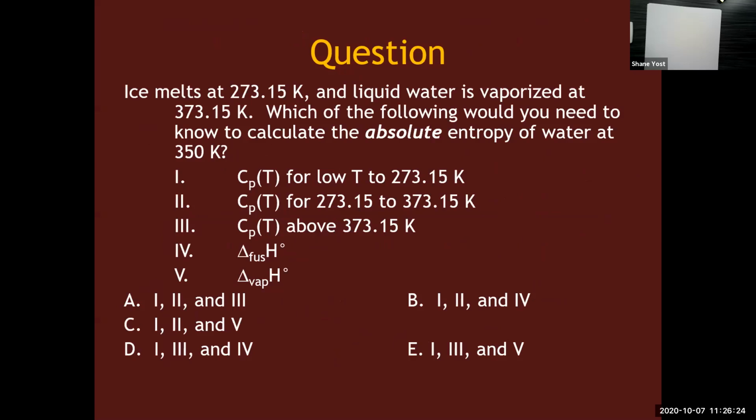All right. So if ice melts at 273 Kelvin, and the liquid water boils at 373 Kelvin, which of the following would I need to know to calculate the absolute entropy of water at 350 Kelvin? Do I need to know the CP from low temperatures to 273 Kelvin? The CP from 273 to 373 Kelvin? The CP above 373 Kelvin? The entropy of fusion? The entropy of vaporization?